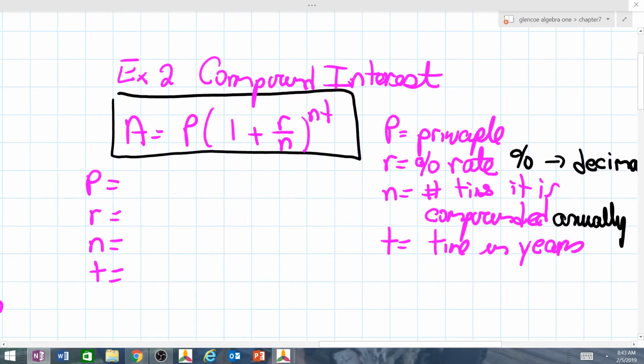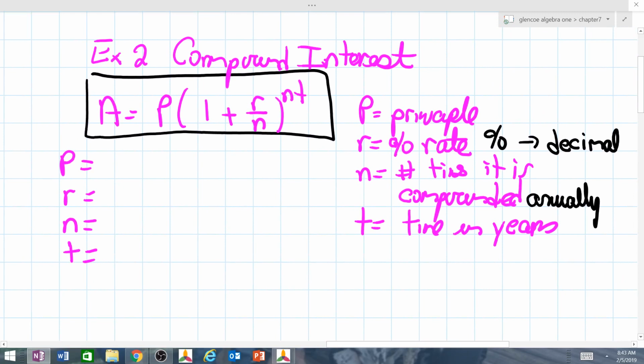Okay, so let's go ahead. I'm going to read the problem for you. I know it's in your notes, but let me read it for the sake of everybody that's listening. The Garcias have $12,000 in a savings account. The bank pays 0.5% interest on savings accounts, compounded monthly. Find the balance in 3 years. So now what we have to do is pick apart and decide what's the P, the R, the N, and the T.